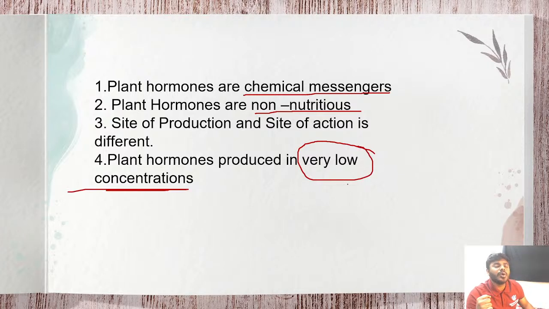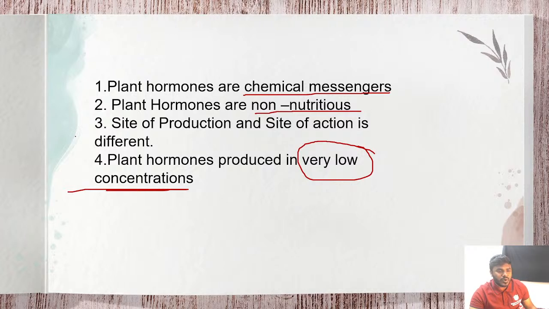My friends, what do you mean by that? Which means low the concentration, high the activity. Always remember, low the concentration, high the activity. High the concentration, low the activity. Every time remember that particular statement. If a hormone is present in the plant body, or even in an animal, you take any organism, if the hormone is in low concentration, it shows better activity. If the hormone is present in high concentration, it shows very low activity.